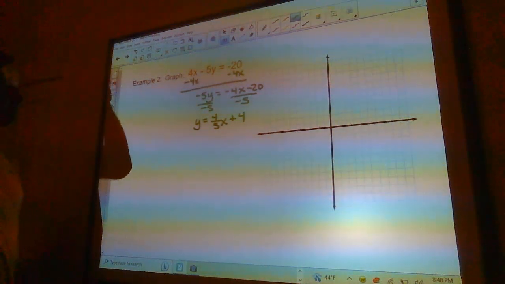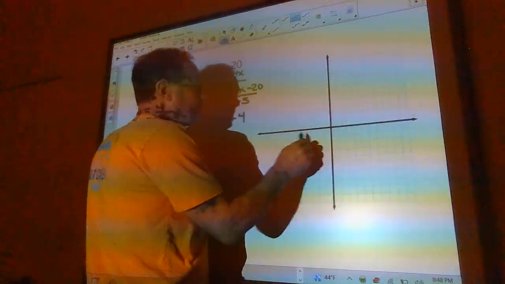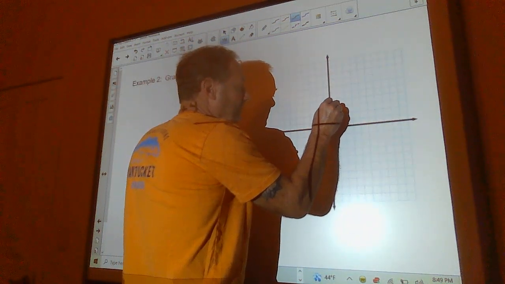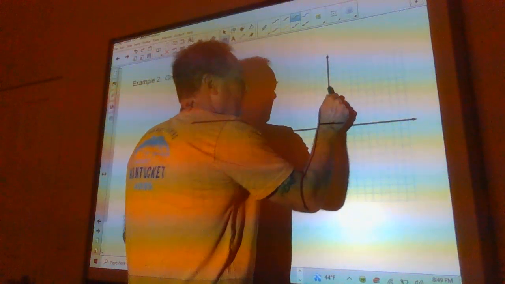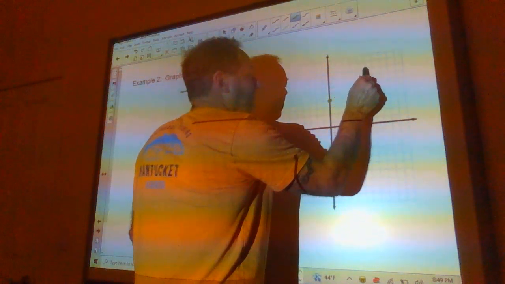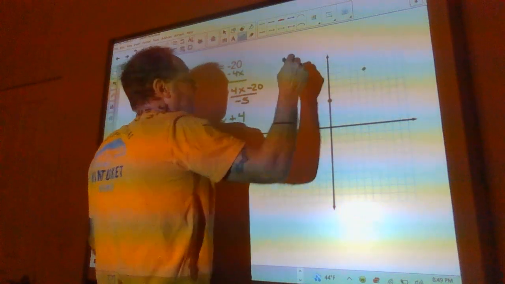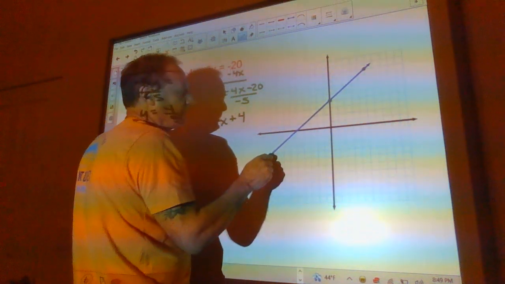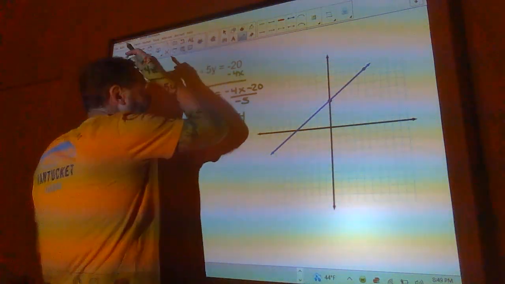So I could graph that in slope-intercept form. My y-intercept would be 4: 1, 2, 3, 4. And my slope would be 4/5, which means rise 4: 1, 2, 3, 4, run 5: 1, 2, 3, 4, 5. Right there. And I could draw my line just like that. So that would be one way to do it.